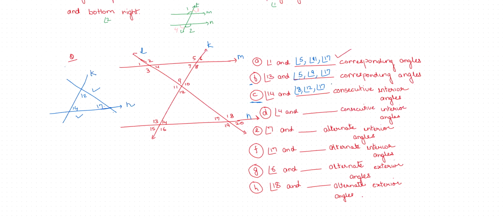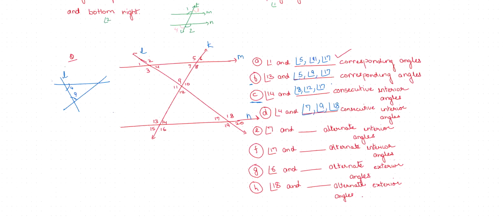Now try D. So here we can see that 4 and 7 both are consecutive interior angles. They are same side interior angles. And the transversal here in this case is M, which is cutting the two lines which are L and K. So 4 and 7 are consecutive interior angles.